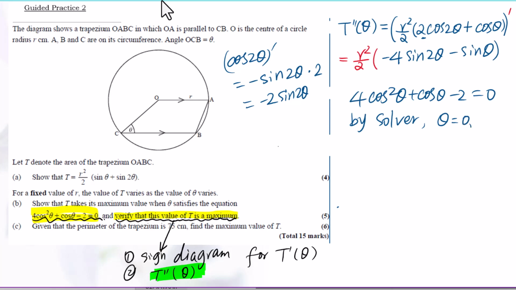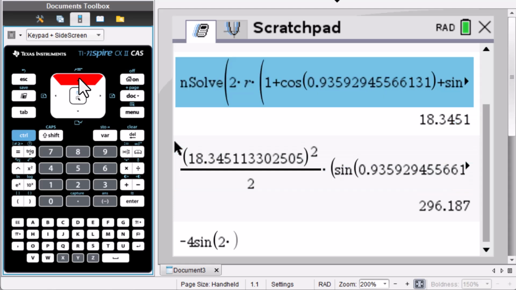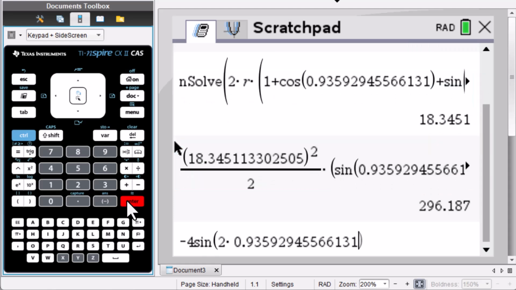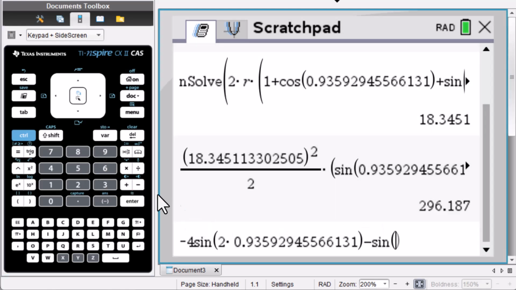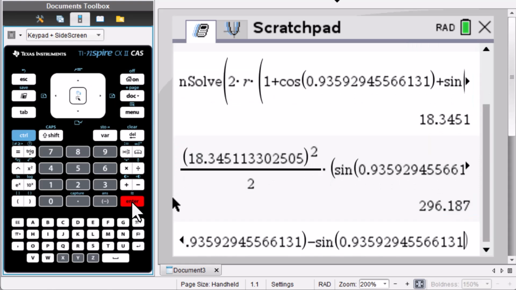Theta equals 0.936. So t double prime of 0.936 equals. We will put this theta into these expressions. -4 sine 2 theta 2 times. Go up, down, then minus sine theta. Enter.